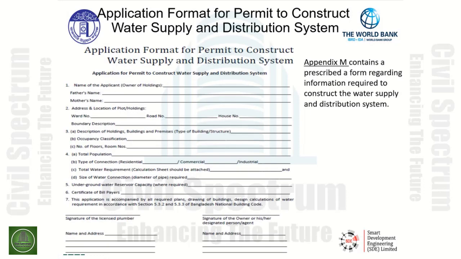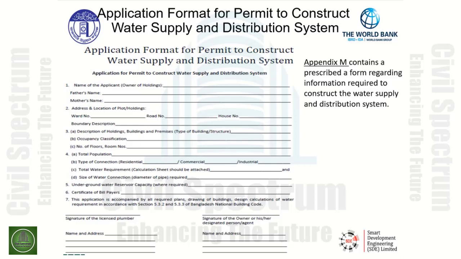Appendix M contains a prescribed form regarding information required to construct the water supply and distribution system. We have the application format for permit to construct water supply and distribution system. As you see here, this is an application that serves a dual purpose. It is for both the water supply and distribution system. And some of the information that is needed on the application is as follows.